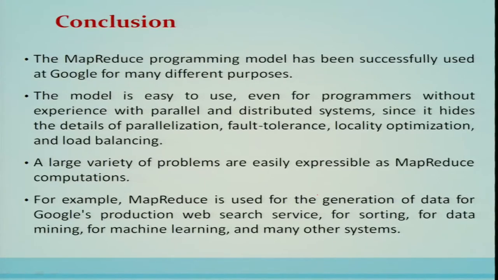Conclusion: the MapReduce programming model has been successfully used at Google for many different purposes. The model is easy to use, even for programmers without experience with parallel and distributed systems, since it hides the details of parallelization, fault tolerance, locality optimization, and load balancing. A variety of problems are easily expressible as MapReduce computations. For example, MapReduce is used for the generation of data for Google's production web search service, for sorting, for data mining, for machine learning, and many other systems.